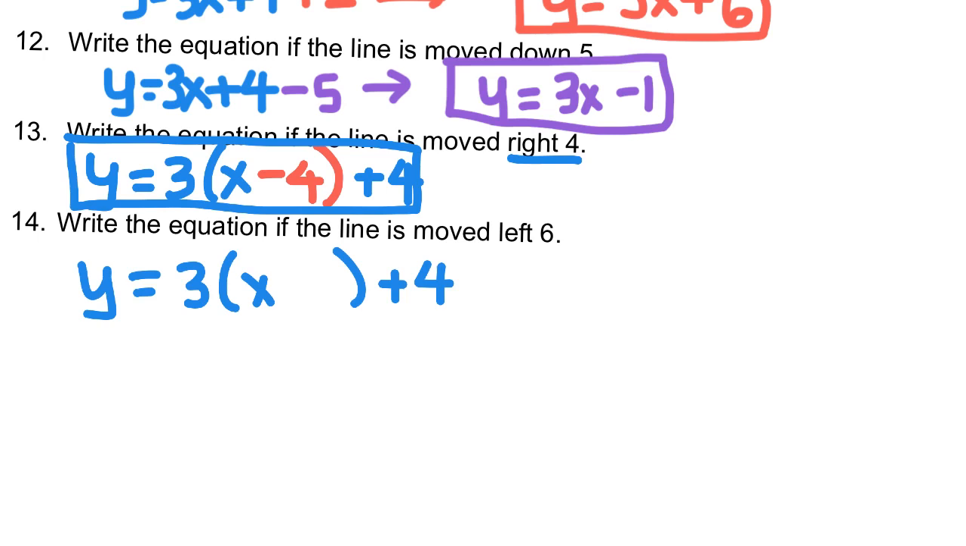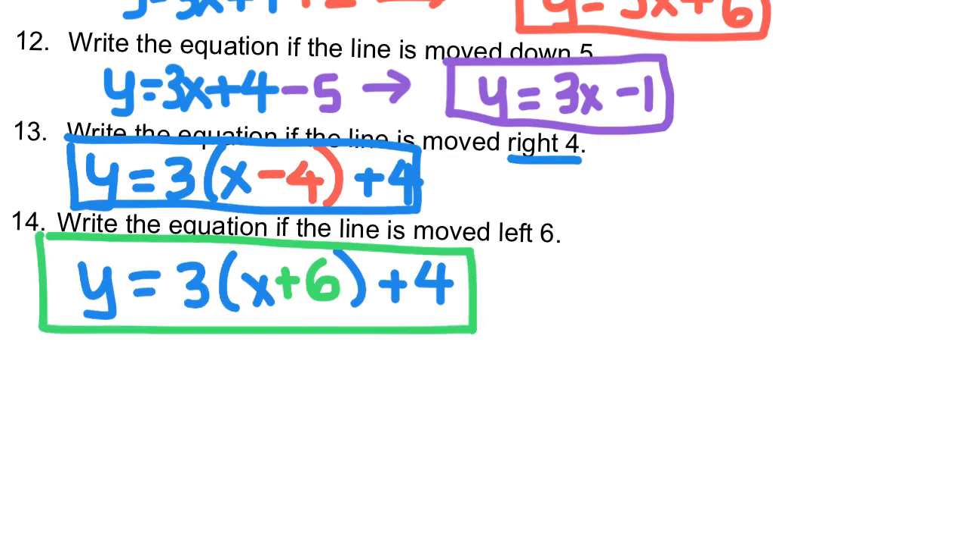Since we know that we have moved left 6, inside the parentheses you're going to have a plus 6. Please box your answer, and the lesson is yours.